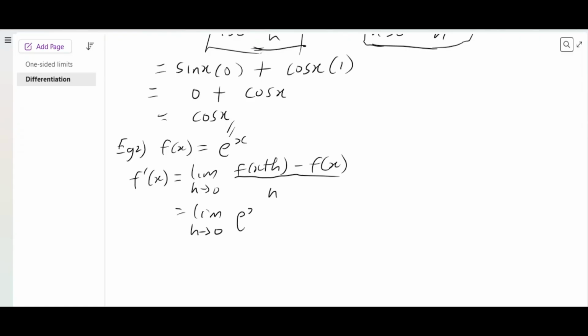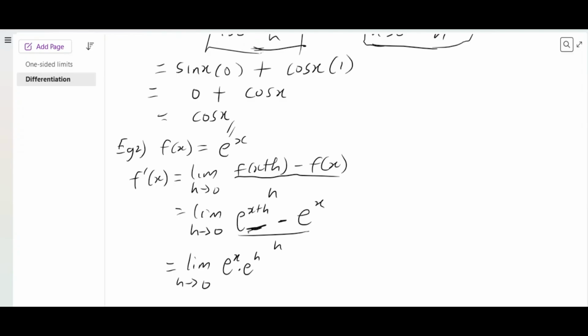So e to the power x plus h minus f of x, which is e to the power x, all over h. Now with this particular one, I'm going to apply the law of indices to break it down. So the limit as h approaches 0. Now I'm going to have e to the power x times e to the power h.